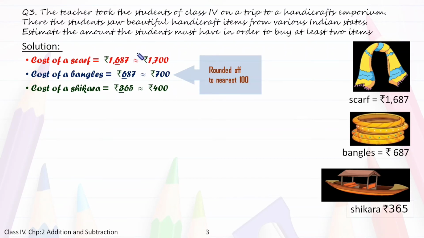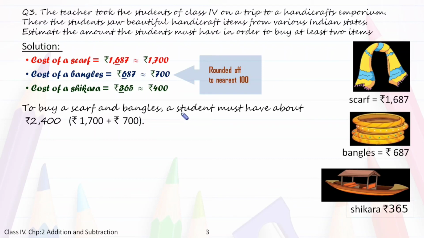See, students, it is logical that you have to round up only, because you will need more money to buy something. If you have less money than the cost, the shopkeeper is not going to give it to you. So you should have more money than the value of the product. Clear? So if you want to purchase a scarf and bangle, how much money should you have? Let's see. You should have 1700 plus 700 rupees. That is the sum of the estimated values. To buy a scarf and bangle, a student must have about 2400 rupees.